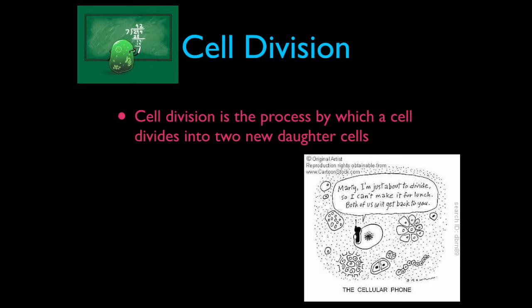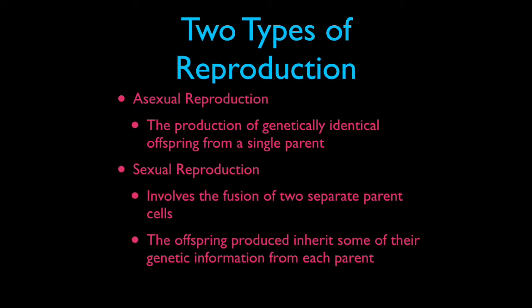Cell division is the process by which a cell divides into 2 new daughter cells. So you're taking one cell and all of a sudden it's not creating 2, but it's splitting and creating 2 separate ones. There are 2 types of reproduction. You have asexual reproduction, we have talked about this already, and that is the production of genetically identical offspring from a single parent. It only takes one of them.